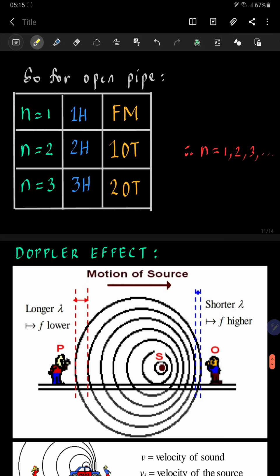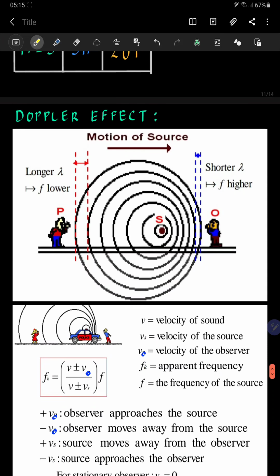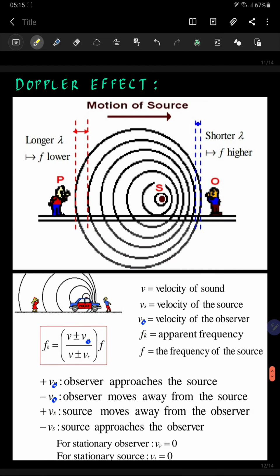Lastly, we are discussing the Doppler effect. What is the Doppler effect actually? With the Doppler effect, we are discussing changes in the frequency received by the observer due to motion, either of the source or of the observer. For example, in this case, this is the source. Let's say this is the speaker. Now the speaker is moving to the right, moving towards O, moving away from P.